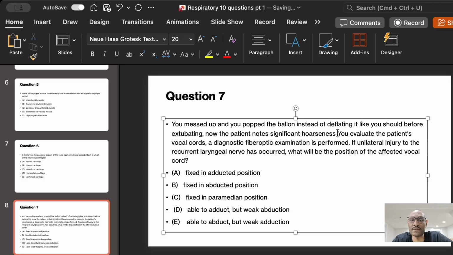Okay, let's go ahead and fix this. Okay. Also, two lessons here. One, don't pop the balloon, always deflate it. And the answer to this question is important. And I'm going to say this is going to be C. Okay, number 8.